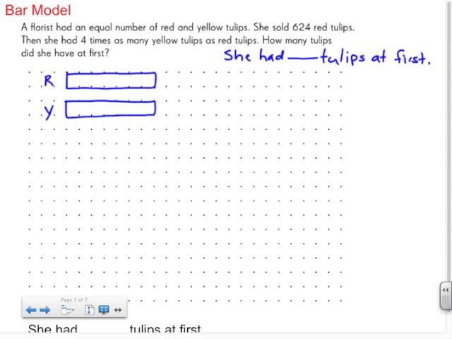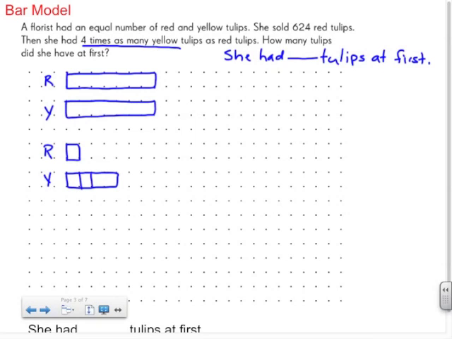Well, after she sold her tulips, she had 4 times as many yellow as red. That means afterwards, red would be smaller. So there would be 1 box of red tulips left, and 4 times as many yellow means there would be 4 yellow boxes left.